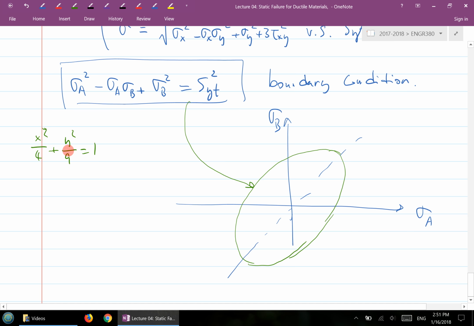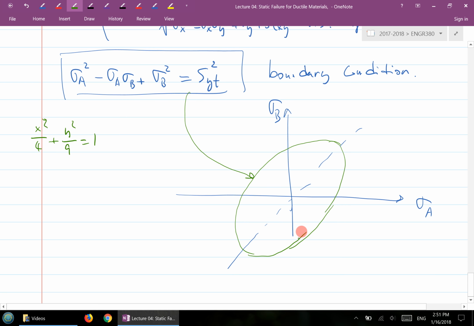Now let's look at this ellipse set here. And now I'm going to look at a very special situation, which we actually talked about when we talked about MSS theory. I'm going to look at this sigma A equal to negative sigma B situation, right? Now if you recall, when sigma A is equal to negative sigma B, for this line here, remember what we call that? It's a pure shear, right?